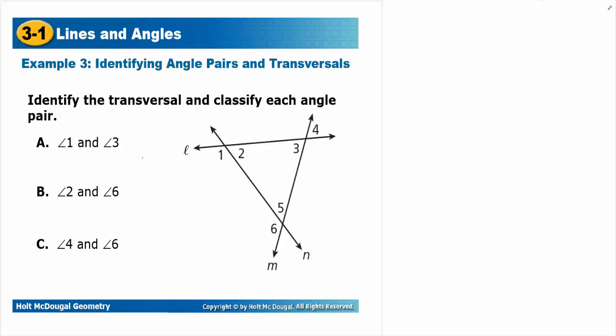So angles 1 and 3 are going to be these two right here. What we need to be able to do is look at these angles and see which line is intersecting the other lines twice. You have to be forming these angles.